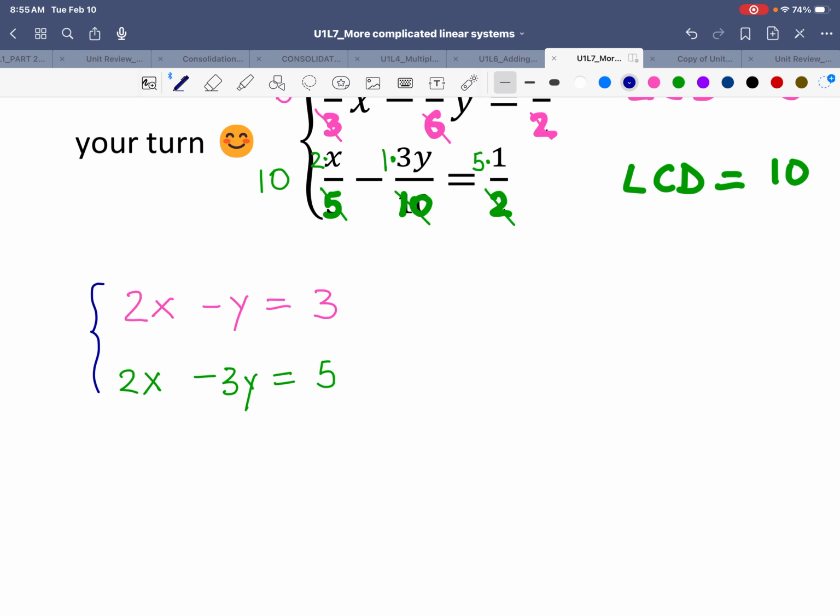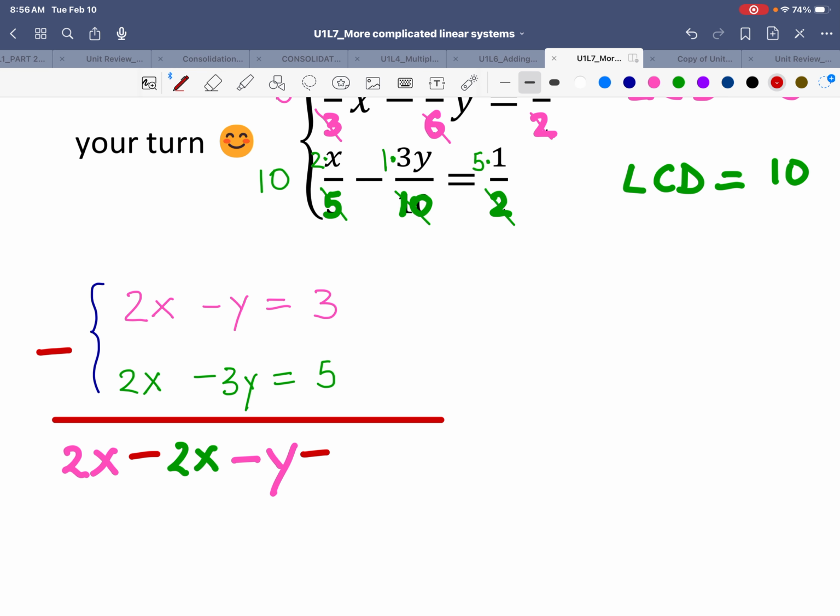And now we're going to think how we're going to solve it. And you see that the coefficients of x have exact same value, and they are the same sign as well. So we are going to solve this system by elimination, and subtraction would work best in this case. So we're going to say that we have 2x minus 2x, and then we have minus y minus negative 3y equals, so equals positive 3 and then minus 5.